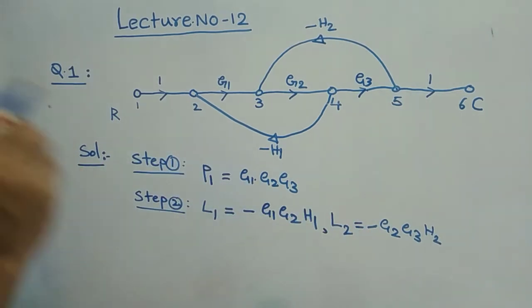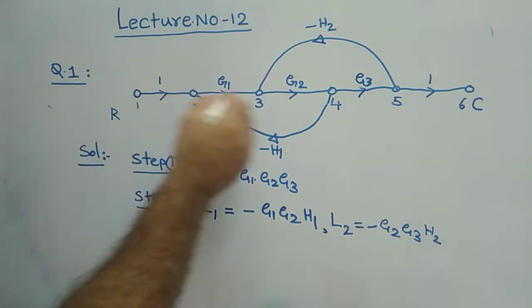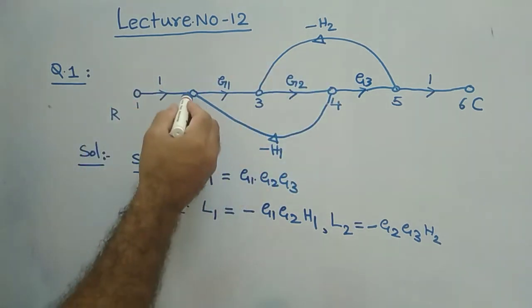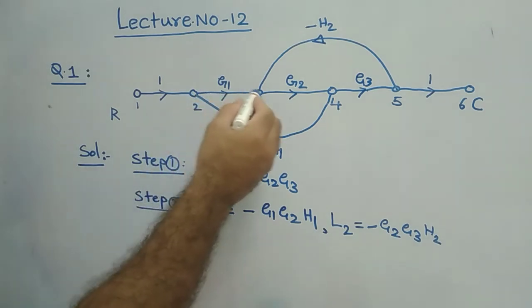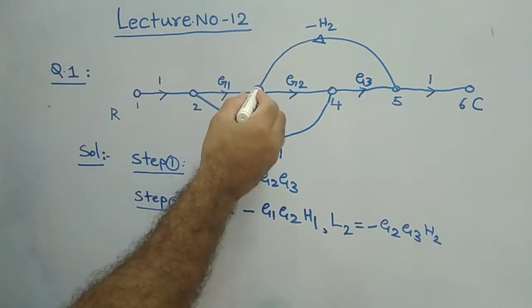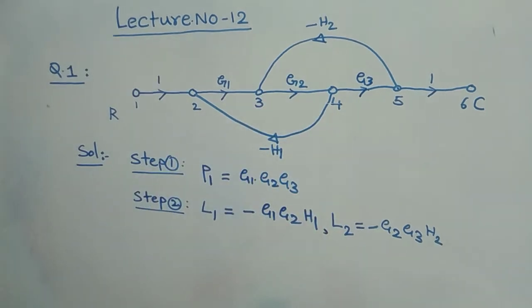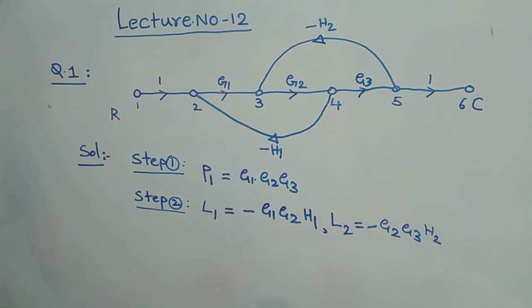Is it not? Other than these two, is there any loop? For example, there are two loops basically, and let us see, is there any other? If you start again from here in the forward direction, there is no other; these are two loops only, L1 and L2 are available in this, that's all. That is your step number 2.